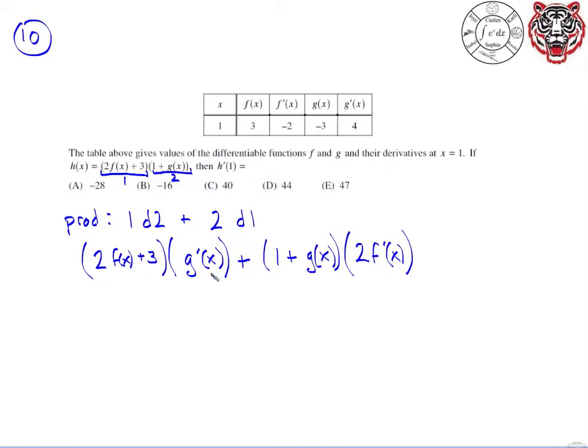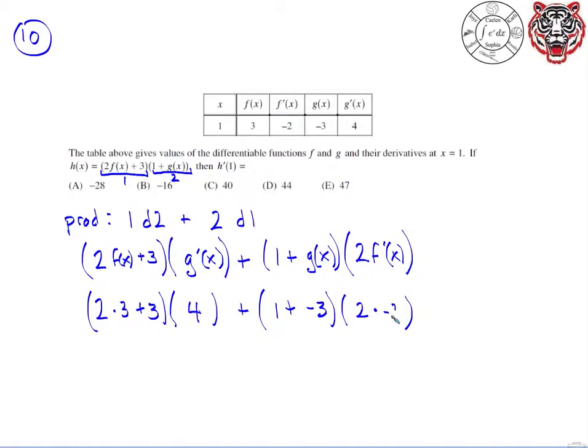Now we need to start plugging in. What do I plug in for x? What is our c? 1. So 1 goes into each of these. What is f of 1? 3. And then what is g prime of 1? Careful here. g prime of 1 is 4. Plus 1 plus, what's g of 1? Negative 3. And what is f prime of 1? Negative 2. All right, now we simplify.